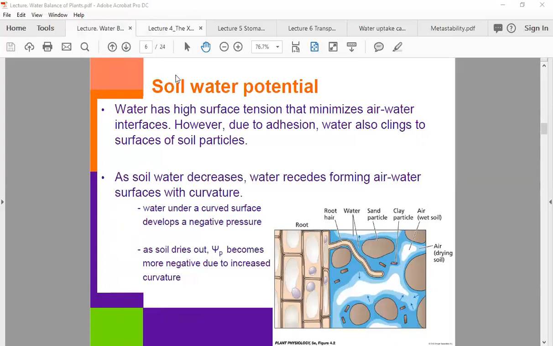All right, and don't worry too much if you don't fully understand this. You don't have to fully understand this, but be aware of it. Be aware of what's actually occurring in the soil and basically the conditions that are driving movement of water.